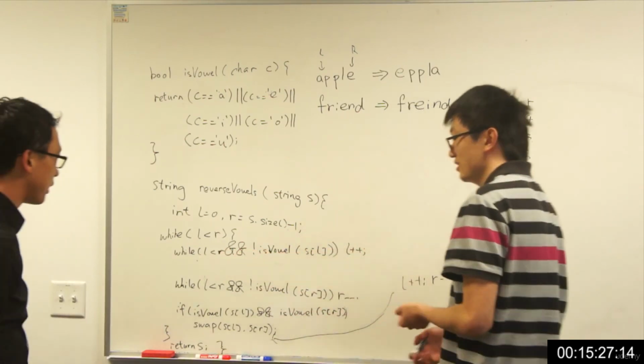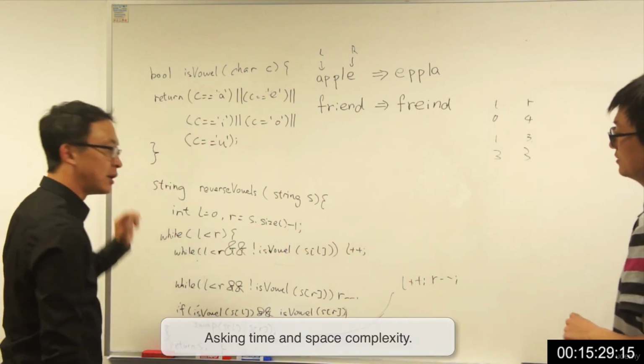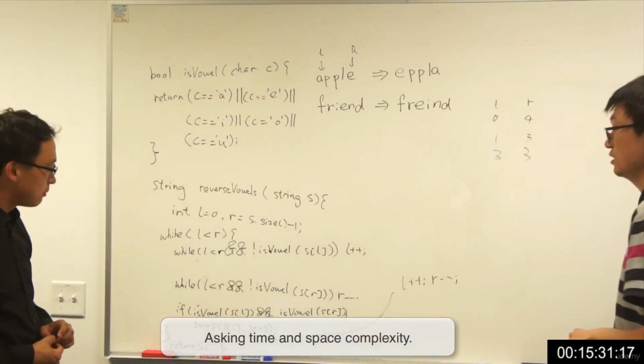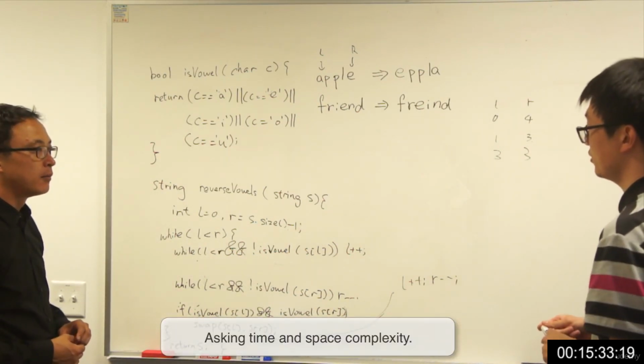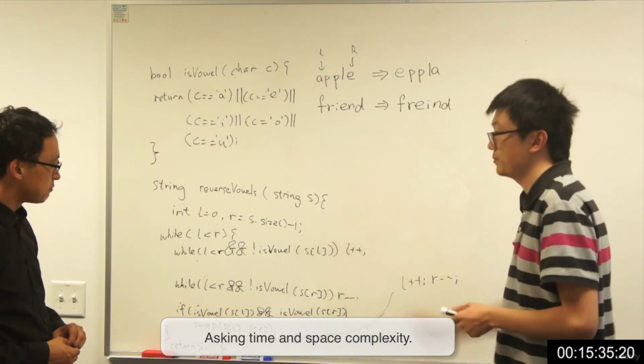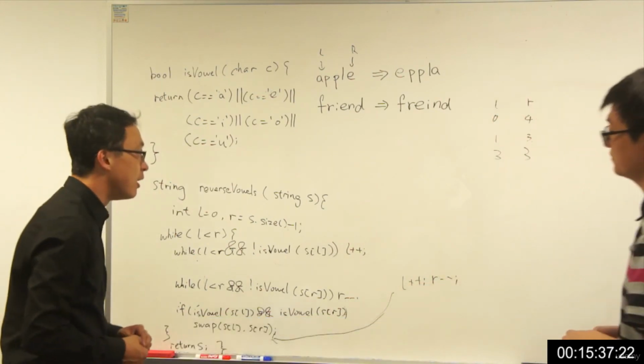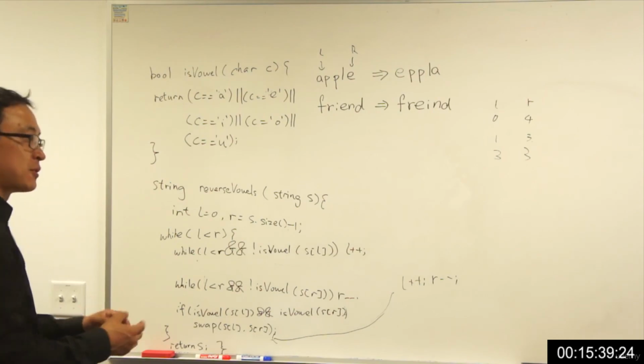Can you tell me the complexity of this algorithm? It's order of n. How about the memory? It's order of 1, unless you need a string to pass in. Yes, that's correct. This is great.